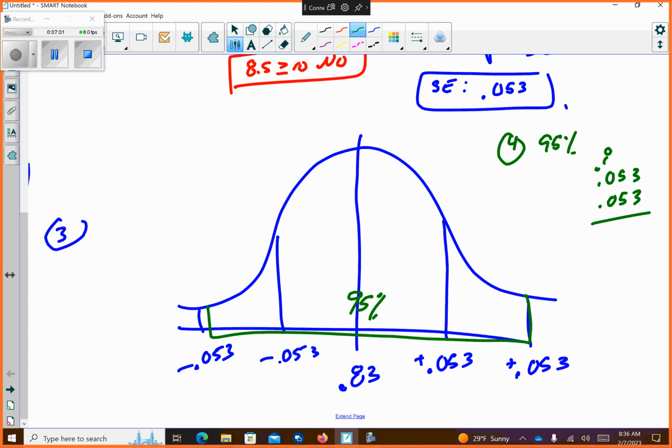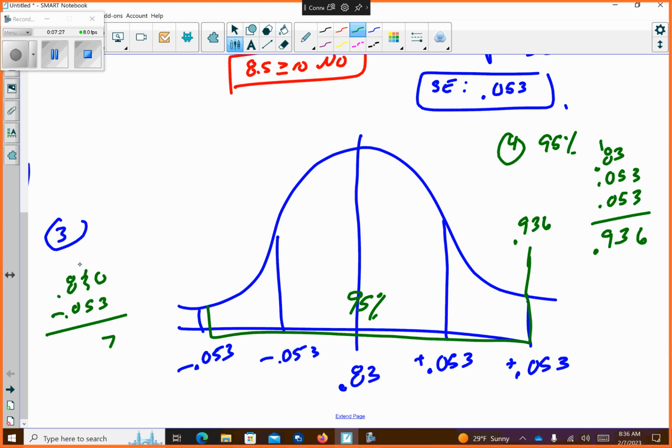This should have been 0.83 here, I'm sorry. All right, so that's going to give me 6. That's going to give me 13, carry the 1. That's going to give me 0.936. So this value here is 0.936. And then I want to find this value here, so I'm going to go 0.83 minus 0.053.